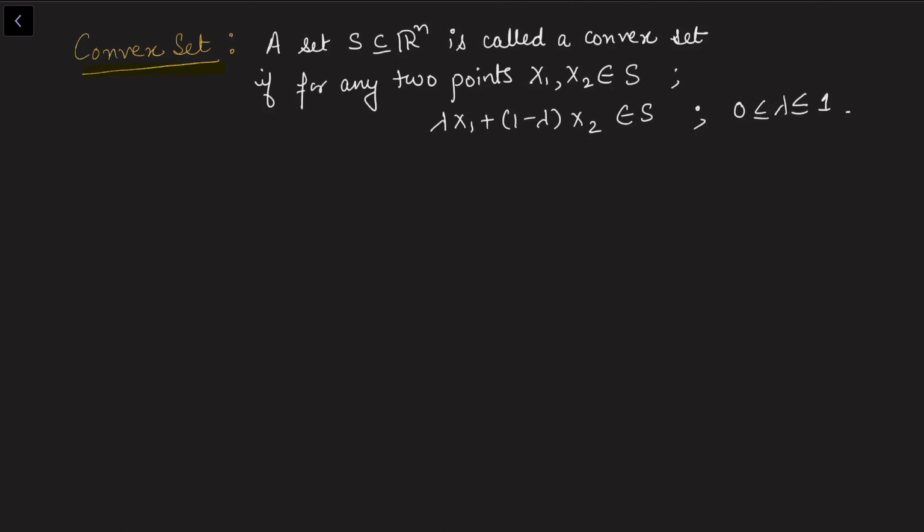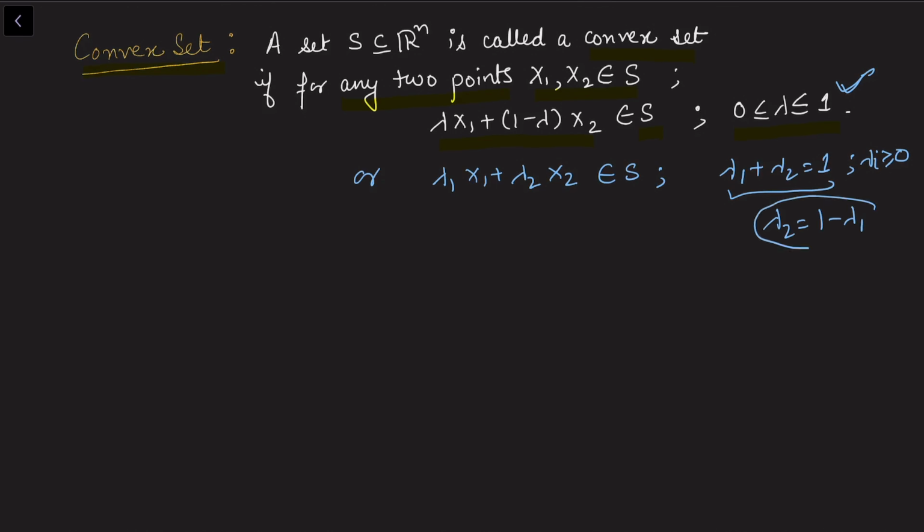A set S is said to be a convex set if for any 2 points x1 and x2 belonging to the set S, their line joining should belong to the set S for lambda lying between 0 and 1. Now this last condition I can also rewrite as lambda 1 times x1 plus lambda 2 times x2 belonging to the set S such that lambda 1 plus lambda 2 is equal to 1 and each lambda i is greater than or equal to 0. So this condition immediately follows from the previous case. As you can see, lambda 2 is nothing but 1 minus lambda 1. So simply substituting lambda 2 equal to 1 minus lambda 1, both expressions are the same.